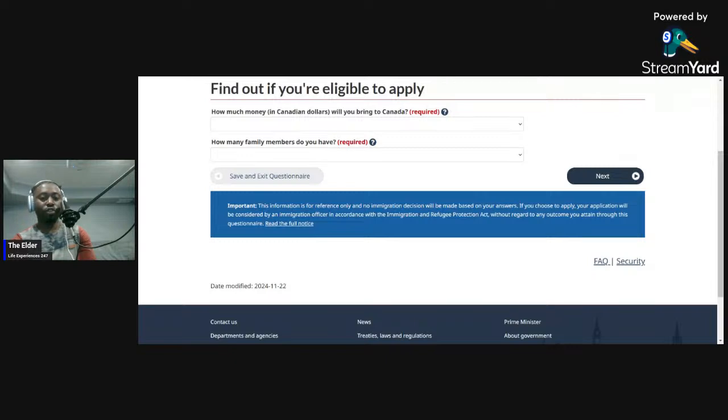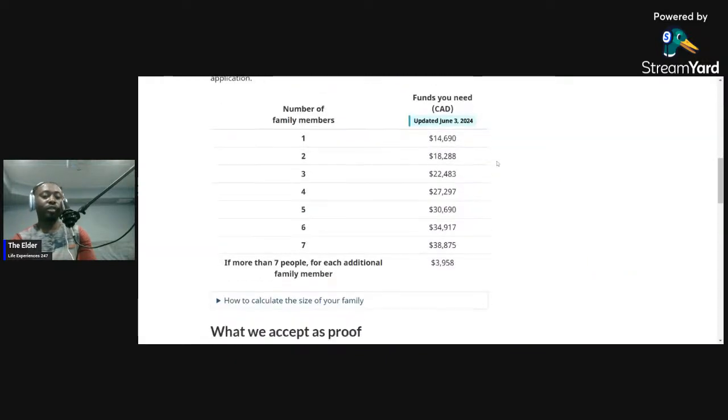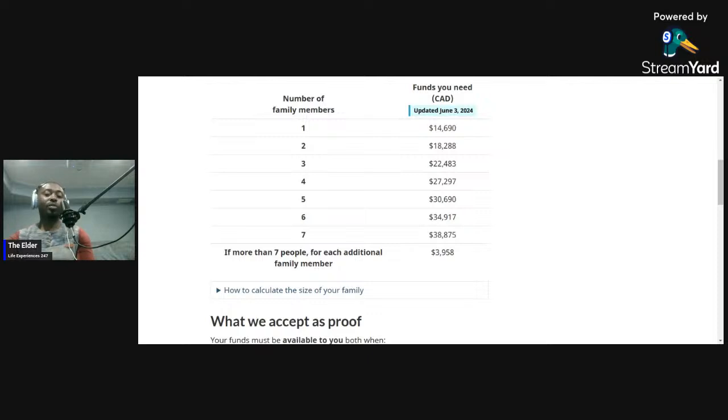Okay, so share this tab. So here it is. If you are coming to Canada alone, this was actually updated on June 3rd, 2024. At the time I was coming, for one person, it was 12,000 and change, but that was in 2018. This is 2024, the updated figures. If it's just one person, you need to have at least 14,690 Canadian dollars. That's your minimum proof of funds.